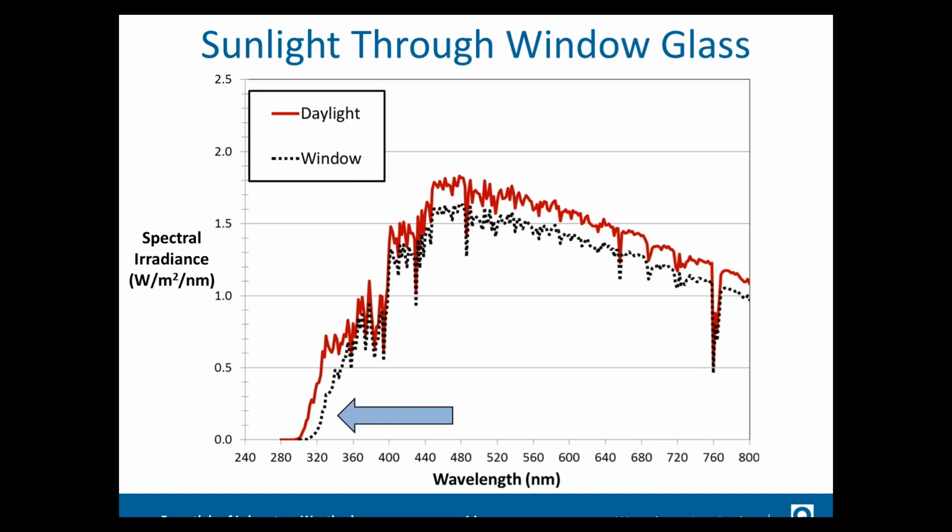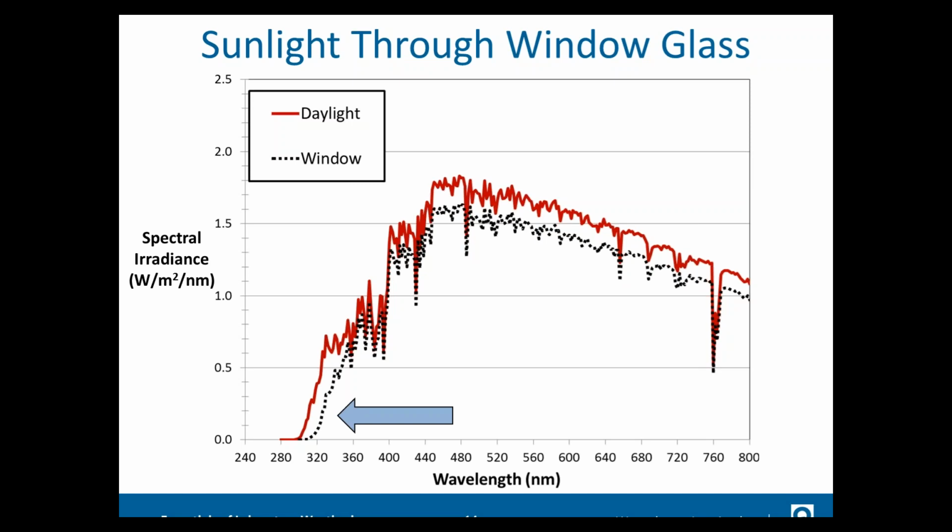As you can see, not only is the energy decreased, but the shortest wavelength, or what we call the cut-on wavelength, goes from about 295 nanometers to about 310 nanometers. And that actually has a huge impact on the degradation of materials, because some materials may only be sensitive to energies between 295 and 310, which means that they'll see degradation outdoors, but they won't see any degradation indoors.